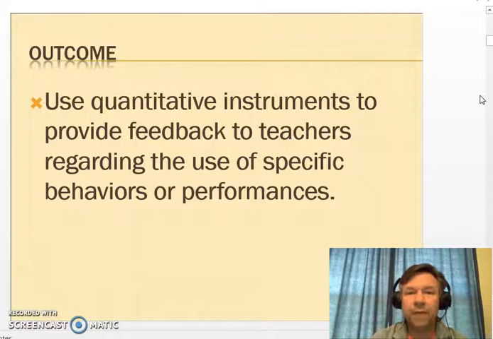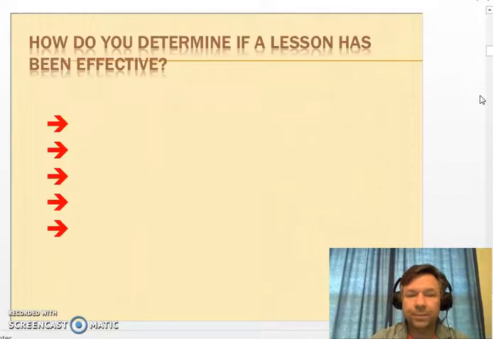The outcome for this observation process and for this paper is to use quantitative instruments in order to provide feedback to teachers. Generally, most of you are probably using the Danielson framework, although if you look at the resources available on Canvas, you will also see there's information for Marzano.